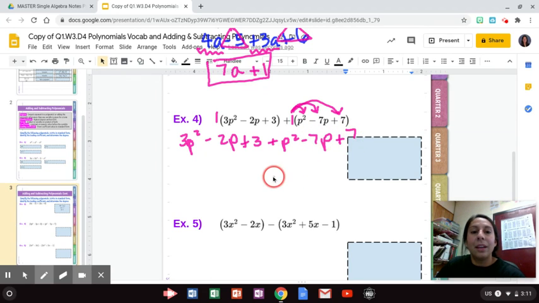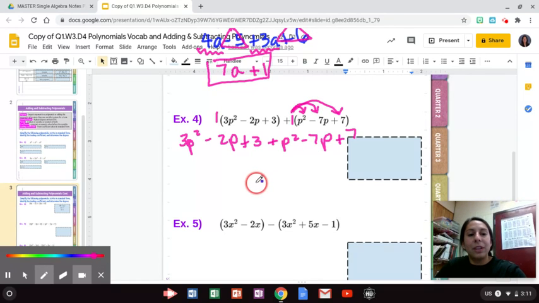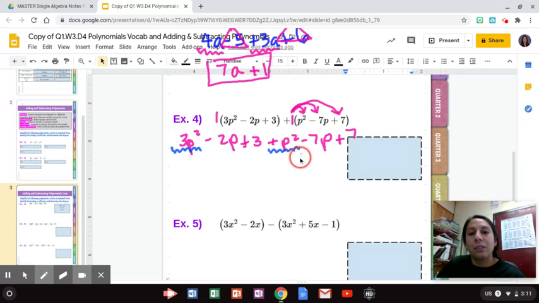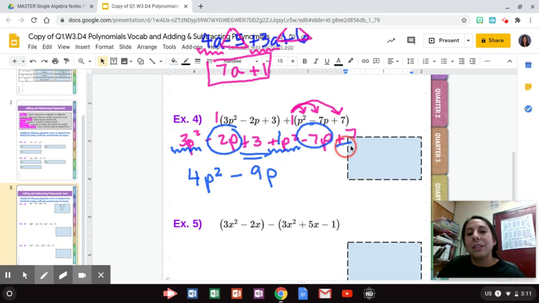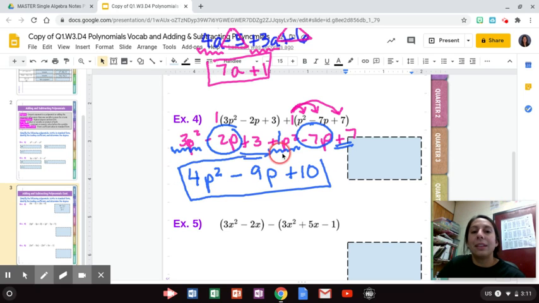Now we're going to combine our like terms. So we have to figure out, can anything go together? Yes. I could put 3p squared with this 1p squared that I have there. So together we have 4p squared. And now we want to put our p's together. So a negative 2p and a negative 7p. That's a minus 9p. And then we have 3 plus the 7, so plus 10. So this is my answer written in standard form. Notice that the exponent 2 is first, then this exponent has a 1, and then this one doesn't have an exponent. So that's already in standard form for you.